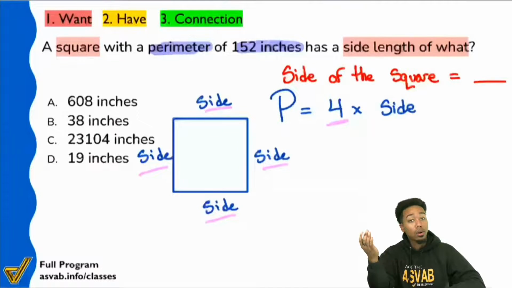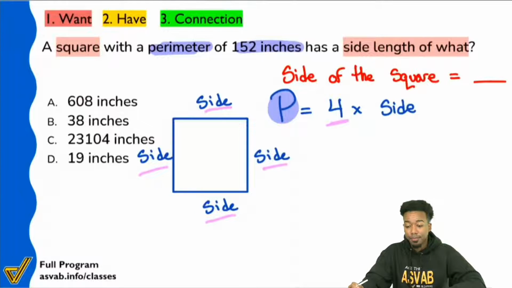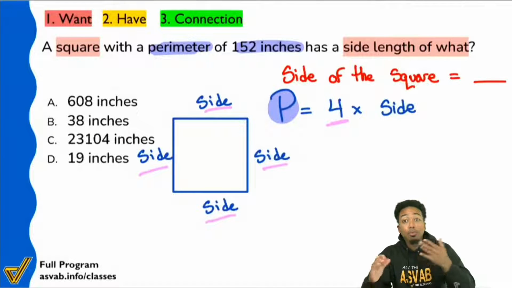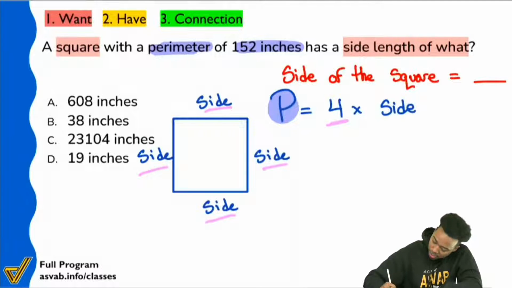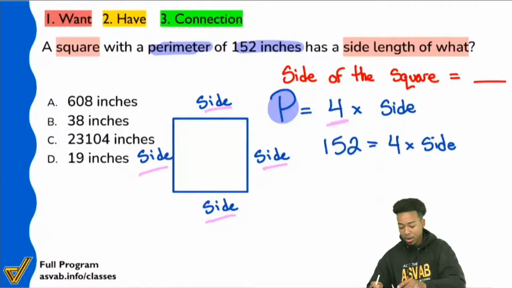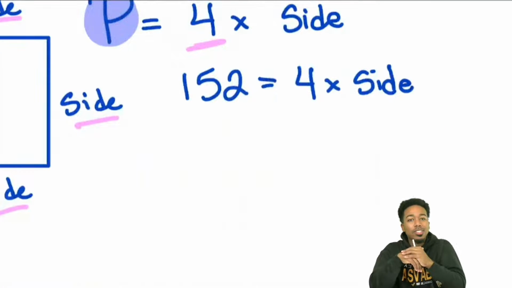So knowing what we know, what can we replace P with? What can we replace the P with? 152. We can replace P, the perimeter, with what we're told it is. In the problem right here, we're told perimeter is 152 inches. So we can absolutely replace that in the formula. And now we can actually solve for the side length. Right here, I can zoom in just a little bit. Don't worry, I'll zoom out in a moment. But now we can go ahead and solve this and be done.